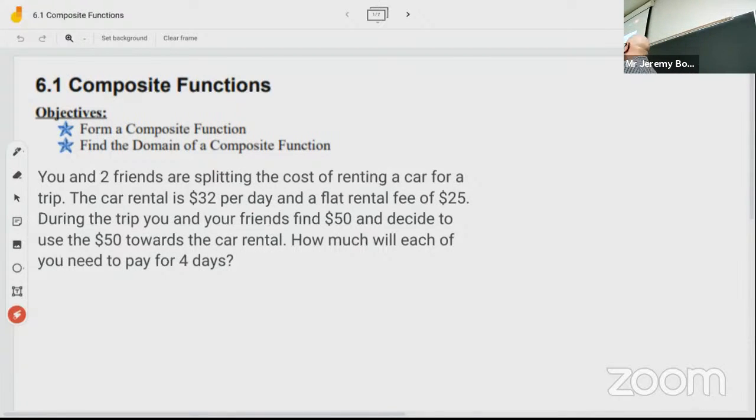During the trip, you and your friends find $50. So, say you go to some place and there's $50 in the parking lot, you pick it up and you say, oh, we're going to use this towards the car rental. That was the biggest expense of our trip, so we're going to apply that $50 to that, and then split the remaining. We want to figure out how much each of you will need to pay for a 4-day trip.